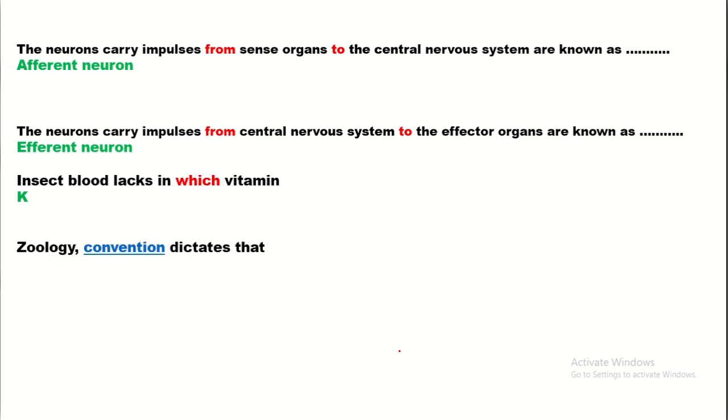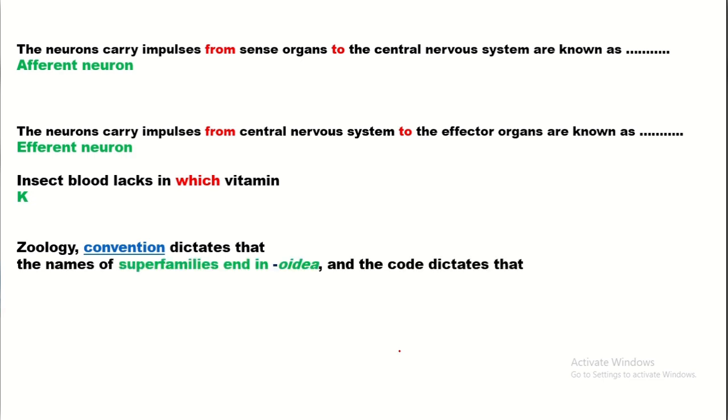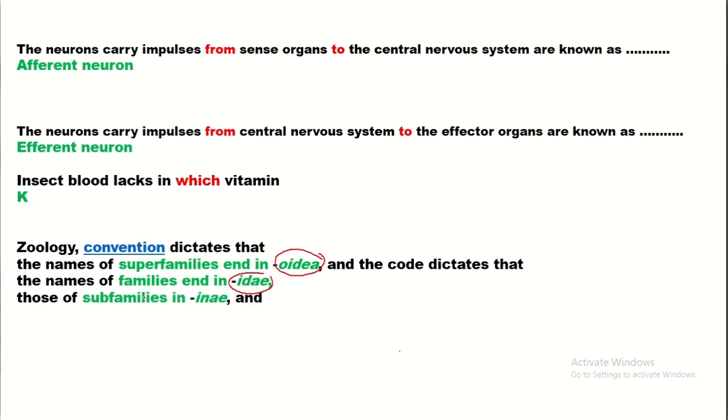Zoological convention dictates that the names of superfamilies end in oidea, names of families end in idae, names of subfamilies end in inae, and names of tribes end in ini.